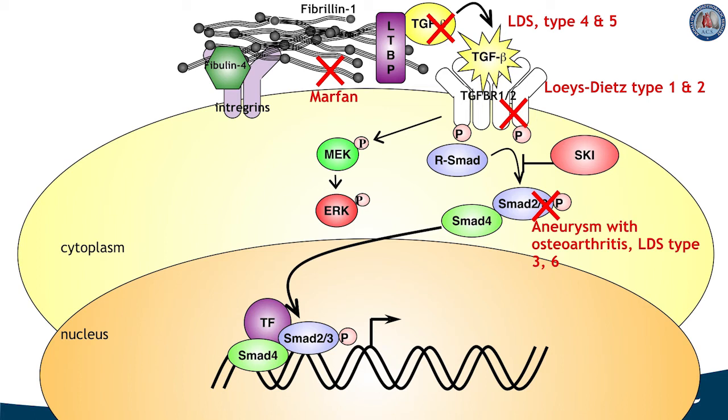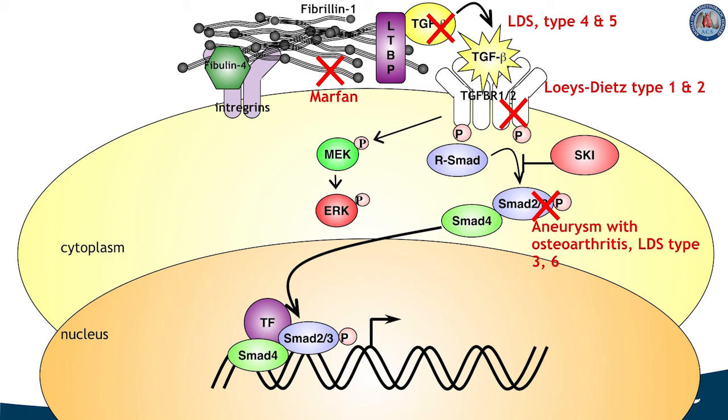Mutations in SMAD3 were initially associated with a condition called aortic aneurysm with osteoarthritis, but due to the significant overlap with Loeys-Dietz syndrome, it is now recognized as LDS type 3. In the past, it was shown that deficiency of fibrillin 1 leads to a dysregulation of the TGF-beta signaling. And the implication of all the components of the TGF-beta signaling pathway further reinforce the important role of TGF-beta signaling in aortic aneurysm formation.